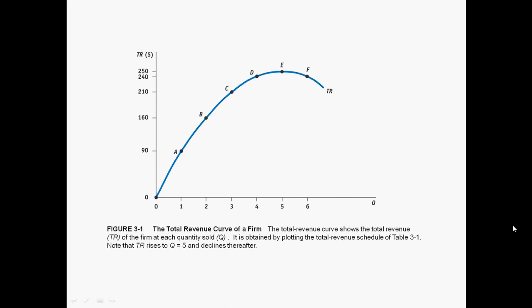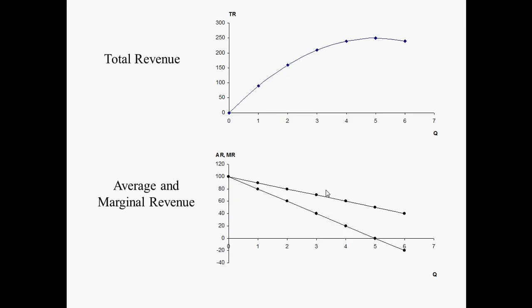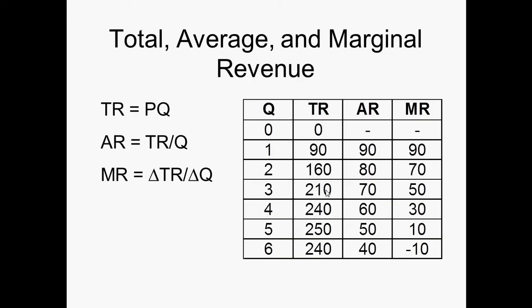Okay, so then total revenue curve of a firm. This represents the same as a curve, so we have the same values, the 90, the 160, the 210, the 240, the 250, the 240 again, graphed against this. So you, again, as a matter of getting used to seeing the same thing expressed in equations, tables, and graphs, same information.